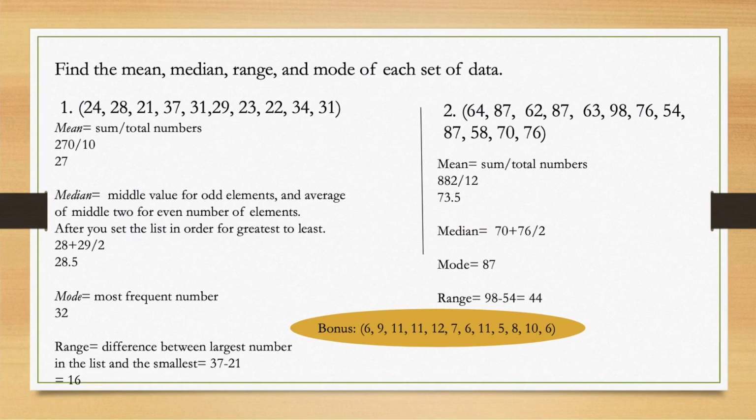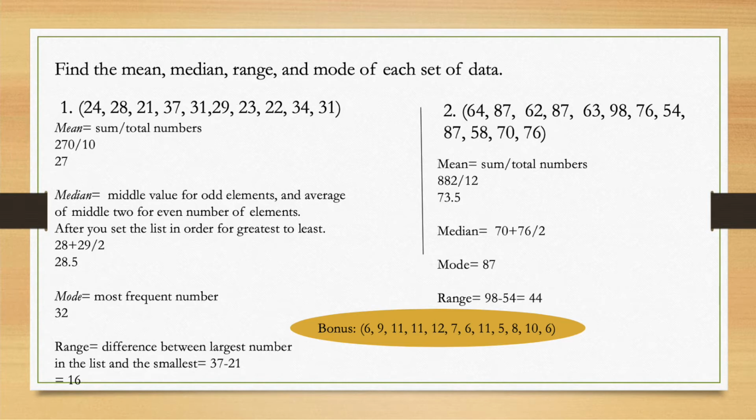So the first question we're going to be solving today wants us to find the mean, the median, the range and mode of each set of data. So number 1 gives us the numbers 24, 28, 21, 37, 31, 29, 23, 22, 34, and 31. So the first thing we're going to do is find the mean. We're going to take the definition we just spoke of and interpret that into math. So that's going to give us the sum of all the data that is given here, divided by the total numbers of that certain set of data.